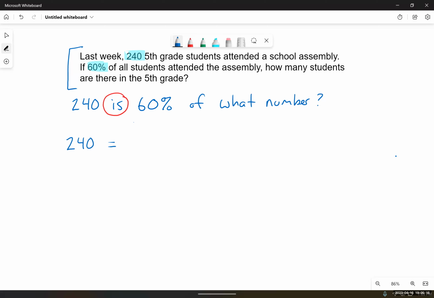60%. Well, we can't put 60% straight into an equation. A percent is not an actual number, so we have to convert that to a decimal. So 60%, divide by 100 to convert the percent to a decimal. So 60% is equivalent to 0.6 or 0.60, whatever you want. Of what number? So of followed by a number. We don't know what that number is, but we know it's a number. So of followed by a number means we multiply.